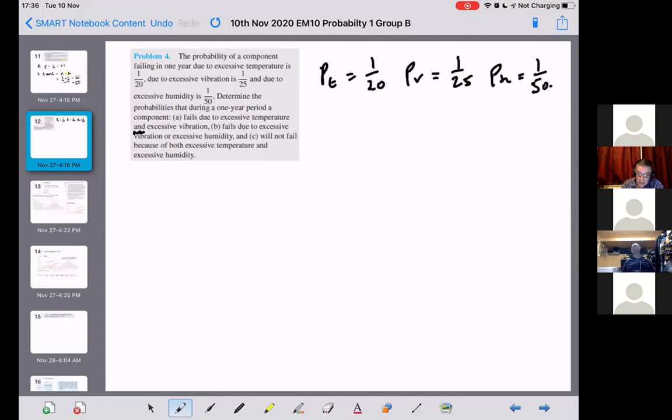You're doing A, and what have you done, Kirsty? So I've done PT, which is 1/20, times PV, which is 1/25, and I've times them together because of the "and" and got 2 times 10 to the -3. That is correct.